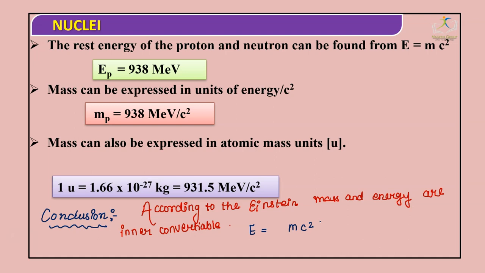And from here, three particular things came into nature: pair production, pair annihilation, and nuclear stability.